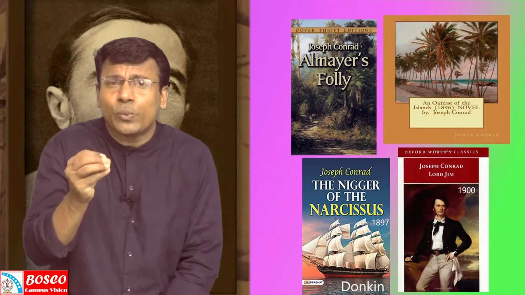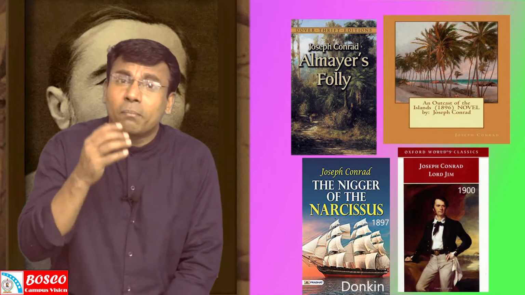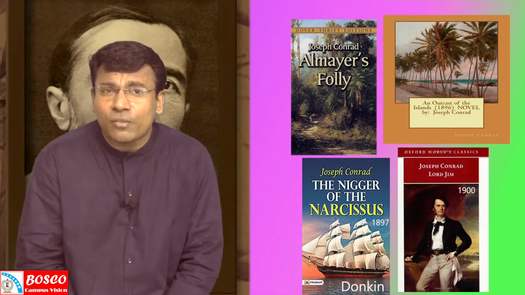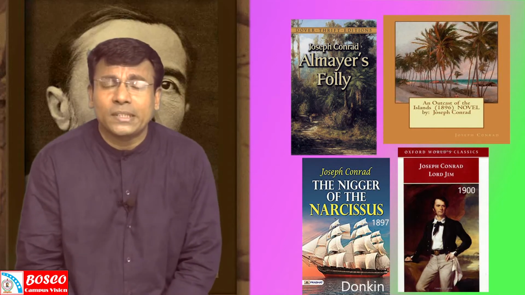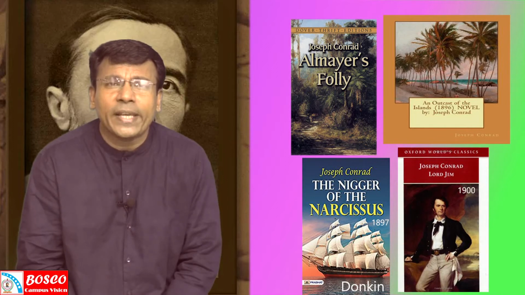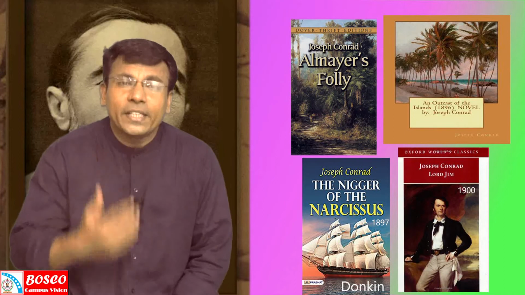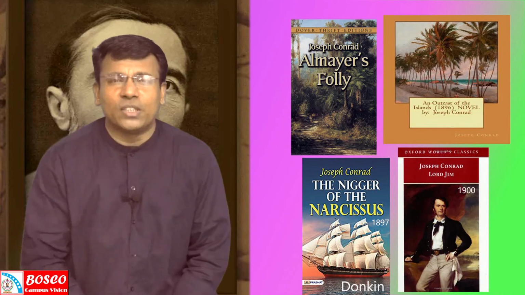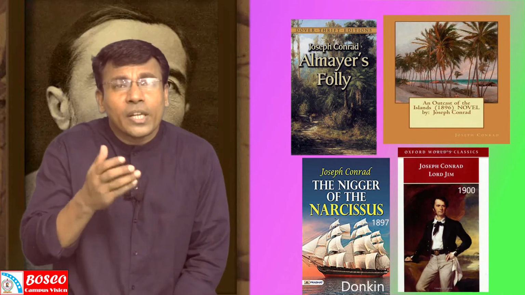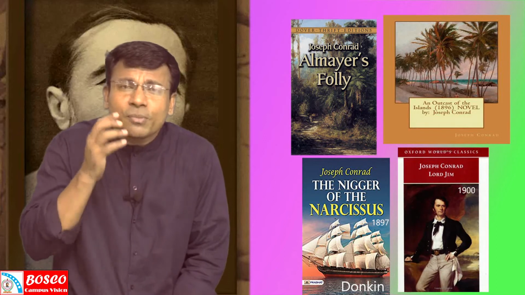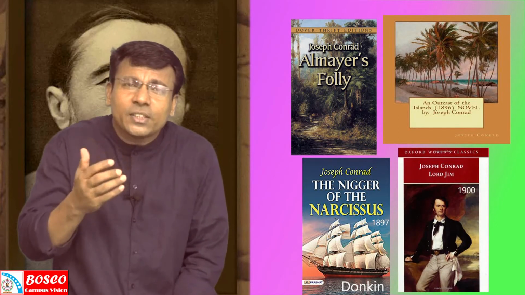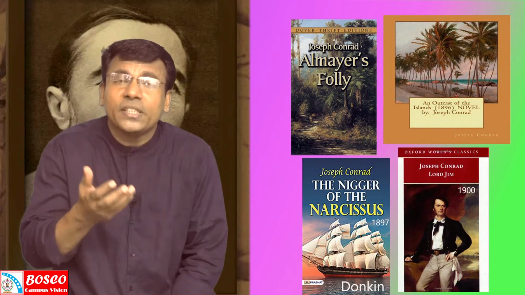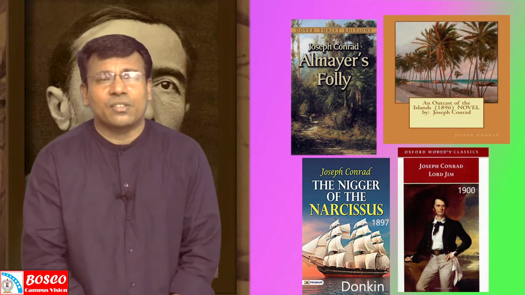His first two works were based on his experience in Malaya waters, Almayer's Folly and An Outcast of the Islands. These were published in 1896 and 1895. The Nigger of the Narcissus, which was published in 1897, is one of his best novels. It is a story of life on board ship, remarkable for its powerful atmosphere, its sea description and its character study. Donkin is one of the best of his many vividly drawn villains.